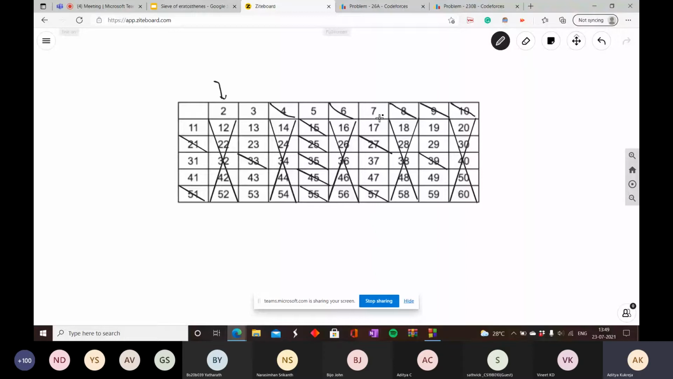And now the next prime number is 11. And 11 square is 121. So it's not in this range, so there's nothing we need to cross out. You can even verify it: 22 is crossed out, 33 is crossed out, 44.